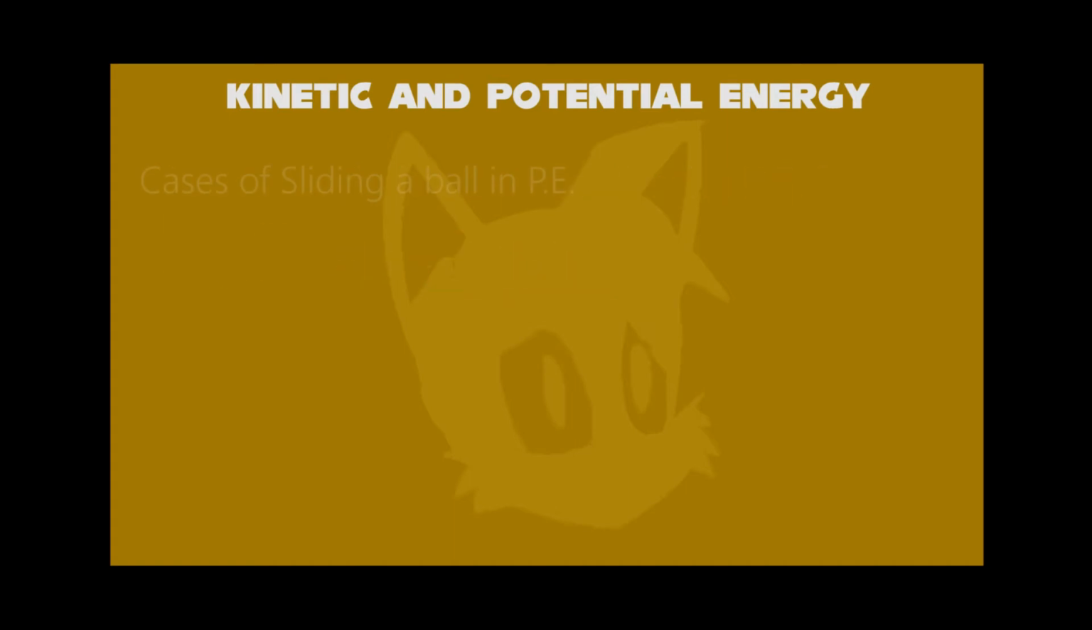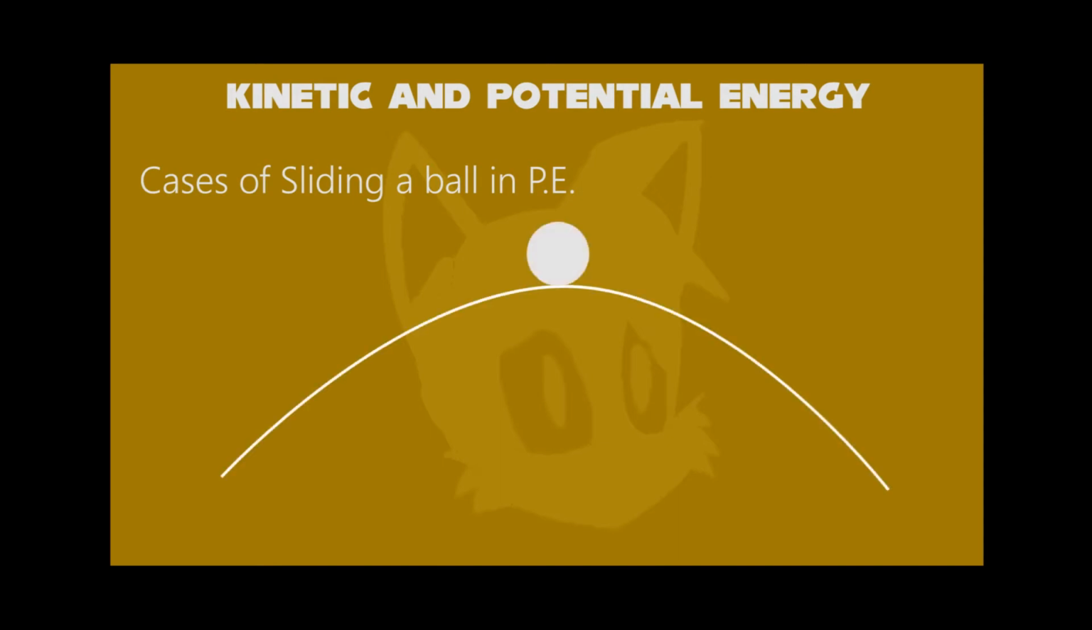In potential energy, I'd like you to show the sliding of a ball. First case: the ball is placed on an upper parabola, which has higher potential energy. What really happens is the ball will slide off either side of the upper parabola. Its state is the unstable equilibrium.